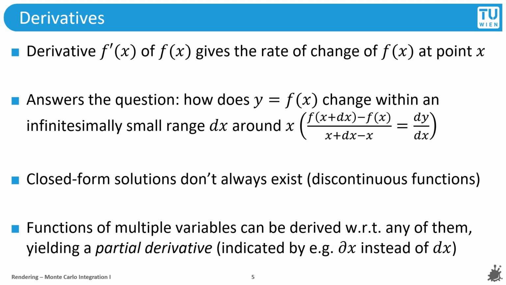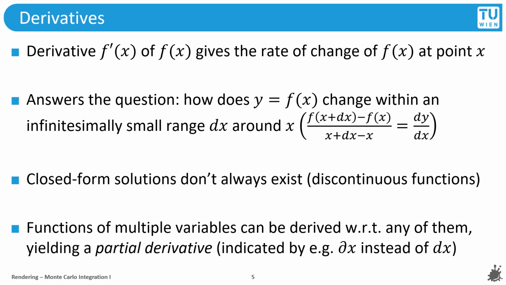First off, we will look at derivatives. And for a function f of x, the derivative f prime of x gives us the rate of change of the function at a particular point x. And the derivative answers the question, how does the function that we're looking at change within an infinitesimally small range dx around x? And the idea of infinitesimally small things is something that we will revisit quite a bit throughout this lecture.